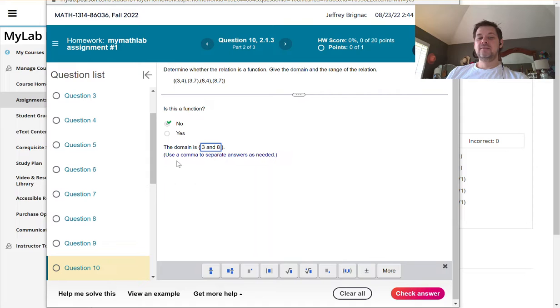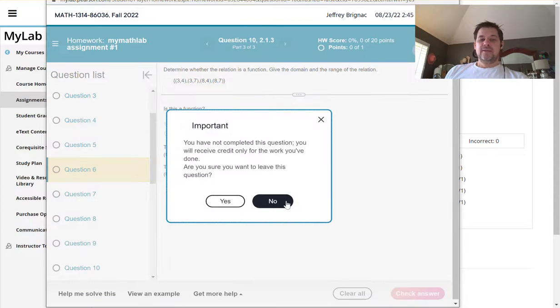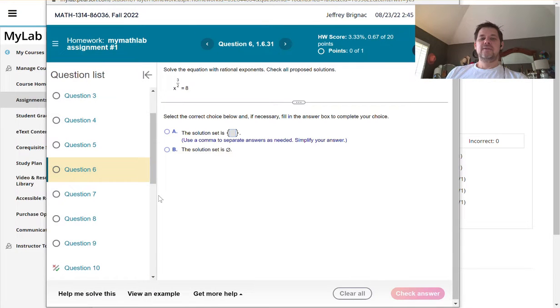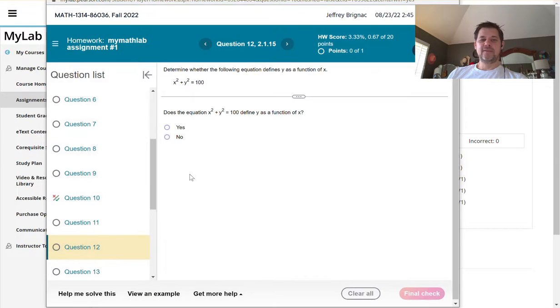It says use a comma to separate answers as needed. So it doesn't want me to put 3 and 8. It wants me to put 3 comma 8. Then I check it. It tells me that I'm right. And then same thing with the range. It says use a comma to separate answers as needed. So that's one type of question. If we skip around, different questions have different formats for their answers.